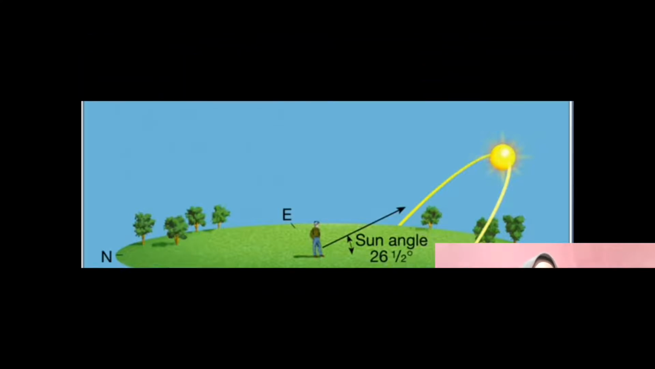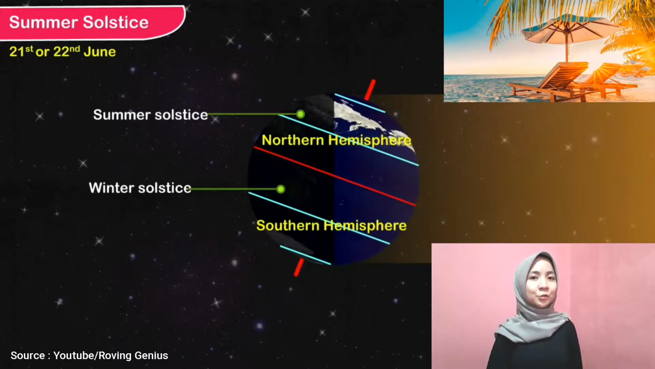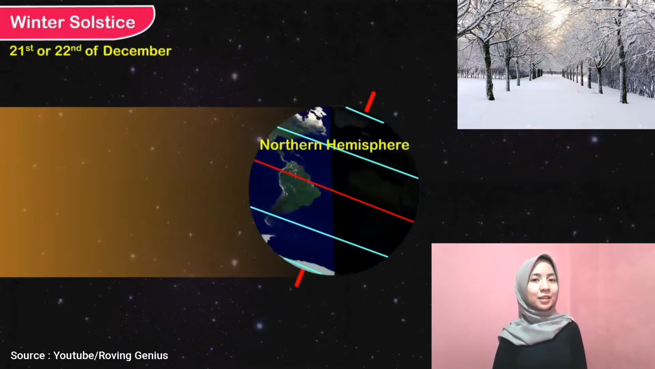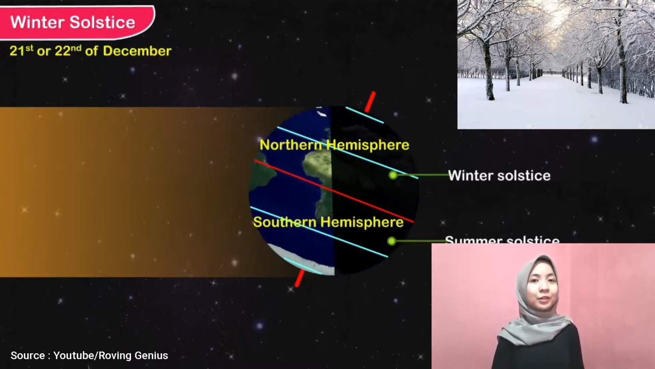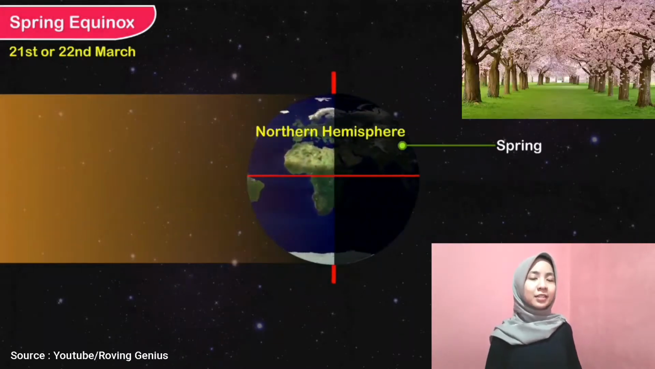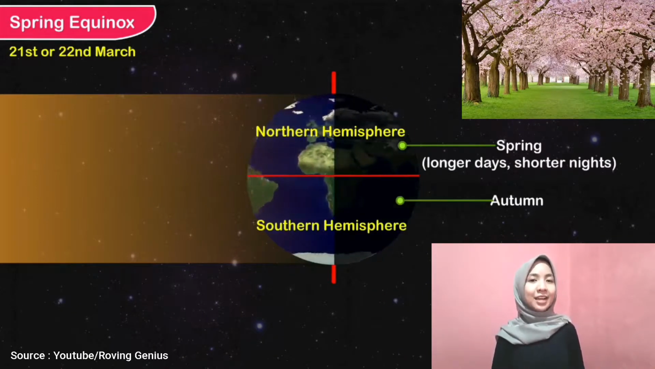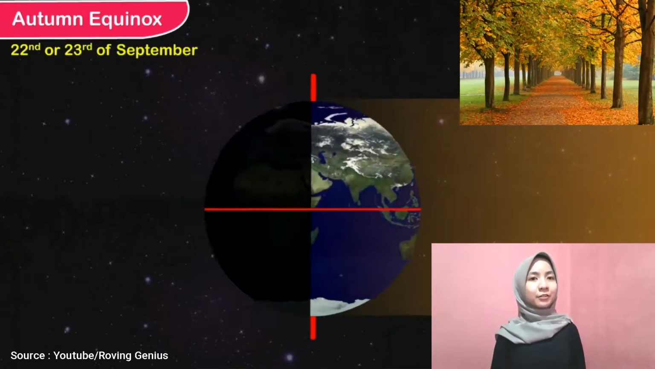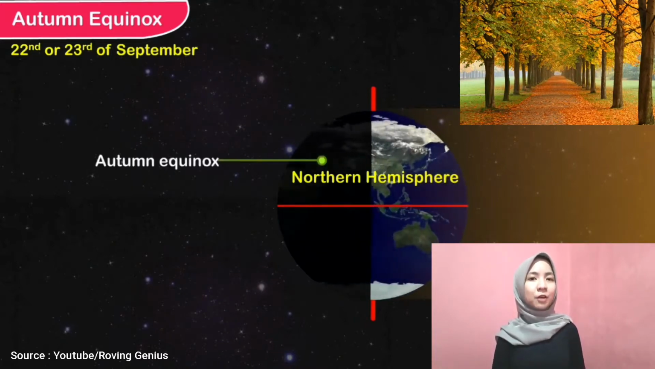For the Northern Hemisphere, the axis points most toward the Sun in June, specifically around June 21st, and away from the Sun around December 21st. This corresponds to the summer and winter solstice. For the Southern Hemisphere, this is reversed. For both hemispheres, the Earth is 90 degrees away from the Sun around March 21st, and then again around September 21st. This corresponds to the spring and fall equinox. Every place in the world has about 12 hours of daylight and 12 hours of night.